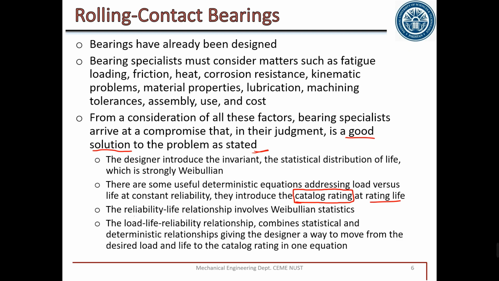The load-life relationship combines statistical and deterministic relationships, giving the designer a way to move from the desired load and life to the catalog rating in one equation. What do we do? We have a Weibull relationship between load and life: load on the bearing and life of the bearing. Similarly, in the catalog, they have given a bearing for standard loads and for standard life. We have to convert desired load and life in terms of the catalog load and life.